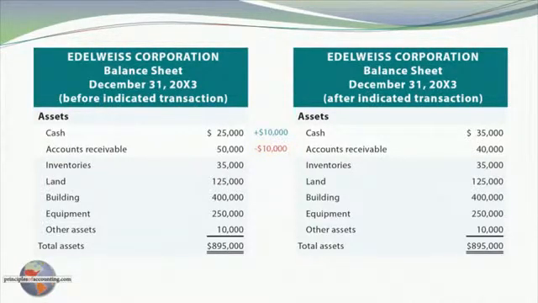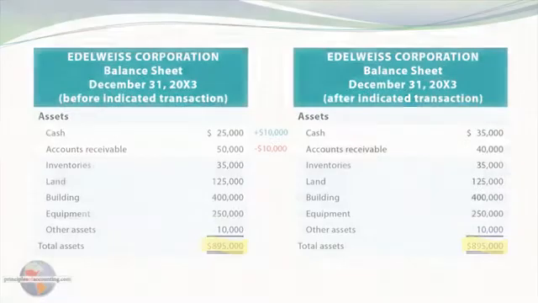Before the transaction, cash was $25,000. After the indicated transaction, cash was $35,000. And accounts receivable before the transaction was $50,000. After the indicated transaction, it's only $40,000. But notice total assets are not affected by that particular transaction. $895,000 before and $895,000 after. There's no effect on liabilities or equity in this particular case, so the fundamental accounting equation is preserved.